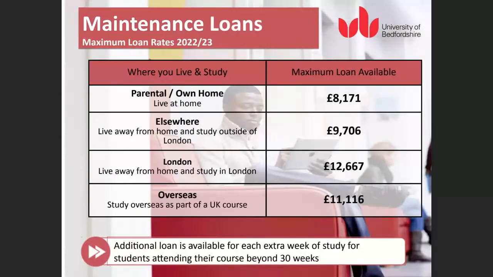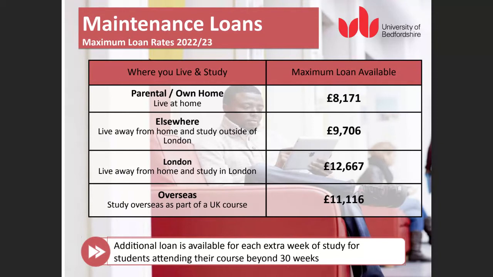To give you some ideas, on this slide here we have the maximum loan rates for 22-23. And as you can see, if you choose to stay in your own home or your parental home, you receive less funding than if you move away from home. Or if you choose to live and study in London, you receive a London weighting on your finance. These figures are based on a household income of up to £25,000 per year.